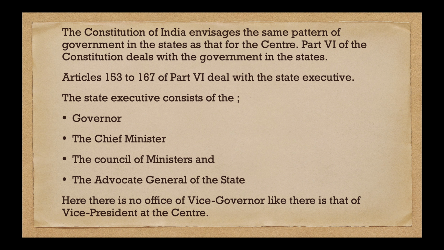Let us start. The Constitution of India envisages the same pattern of government in the states as that for the center. Part 6 of the Constitution deals with the government in the states. Articles 153 to 167 of Part 6 deal with the state executive. The state executive consists of the governor, the chief minister, the council of ministers, and the advocate general of the state. Here there is no office of vice governor like there is that of the vice president at the center.